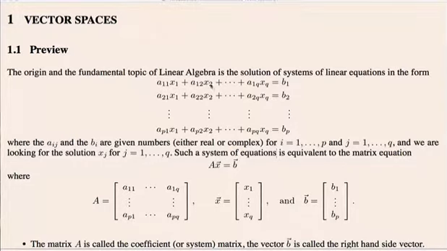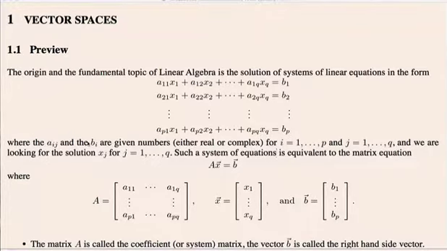a11x1 plus a12x2 plus all the way up to a1q times xq equals b1, and then another equation a21 times x1 plus a22 times x2 all the way up to a2q times xq equals b2, and we can continue with these equations up to, say, ap1 times x1 plus ap2 times x2 plus all the way up to apq times xq equals bp.